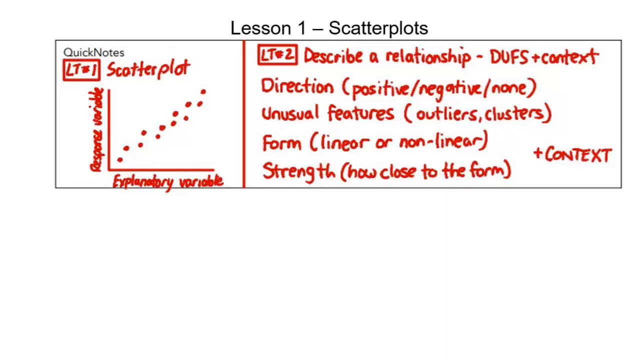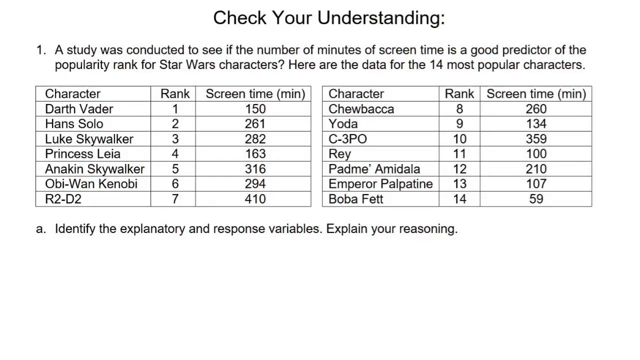I would like to give you guys about 5 minutes to do parts A and B in the Check Your Understanding. I want you to identify the explanatory and response variables from the table and the scatter plot, and then I want you to describe the scatter plot using DUFS.